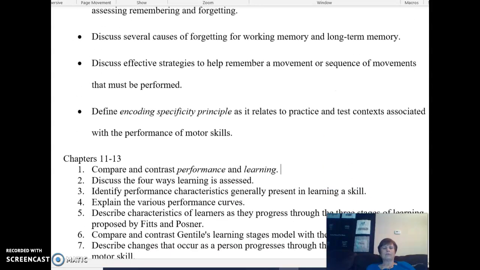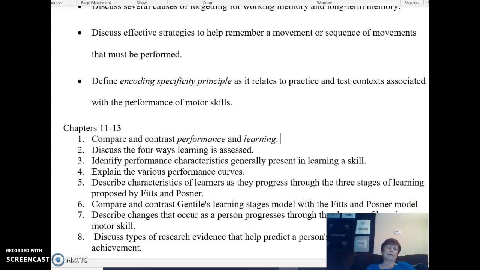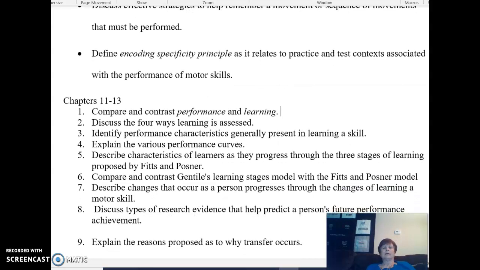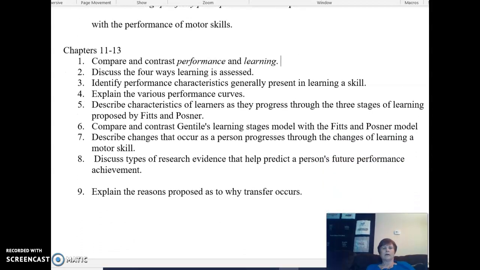All right, moving on, chapters 11, 12, 13. In 11, we defined learning, what it is. How is learning different than performance? We looked at the 4 performance curves, and make sure you're familiar with each of those learning or performance curves. And again, what's the difference between performance and learning?